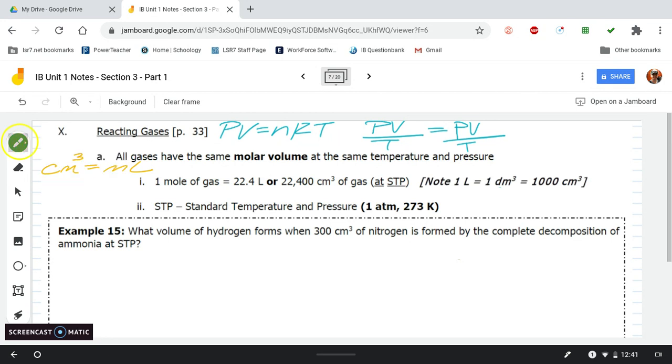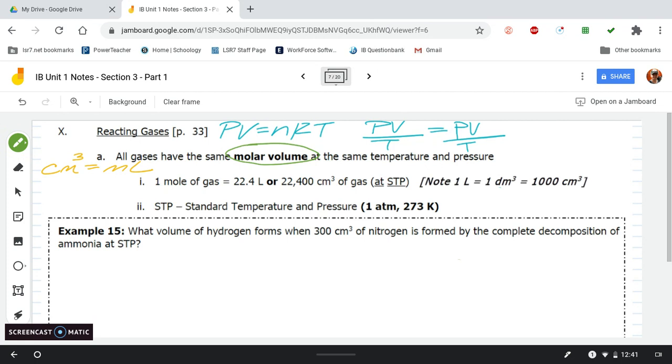So first thing I want to look at is our definition says all gases have the same volume, or molar volume, at the same temperature and pressure. So what that means is that the identity of your gas doesn't matter. If you have chlorine gas or hydrogen or neon, if our gases are at the same temperature and the same pressure, our identity is not going to matter.